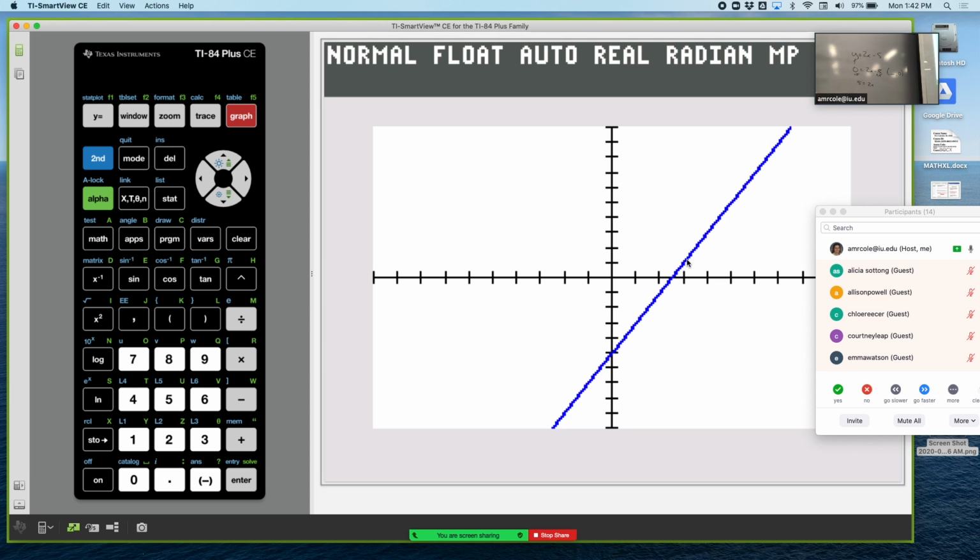At that point, you do what? You divide both sides by 2. So I can divide by 2 and divide by 2. So x equals 5 halves, which is 2.5 as a decimal.